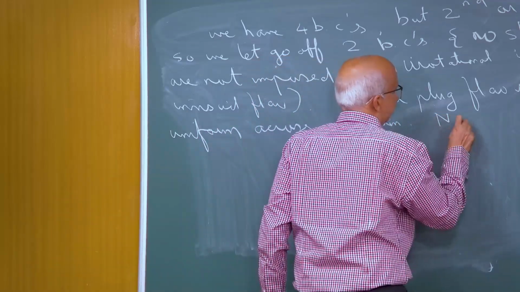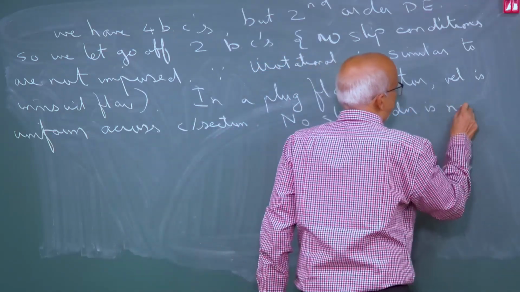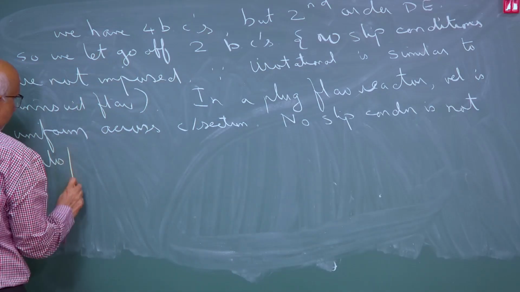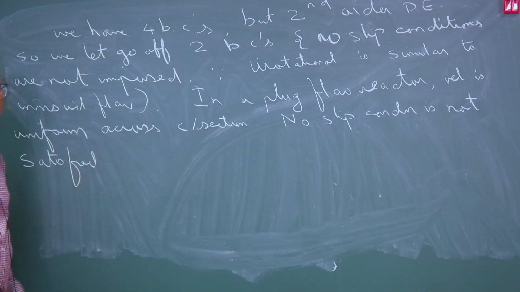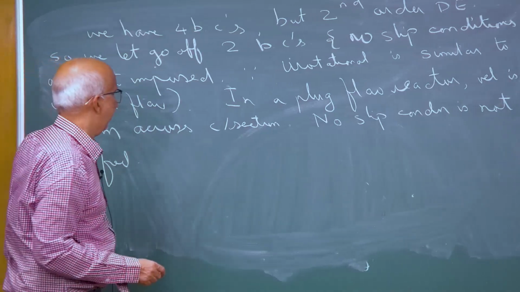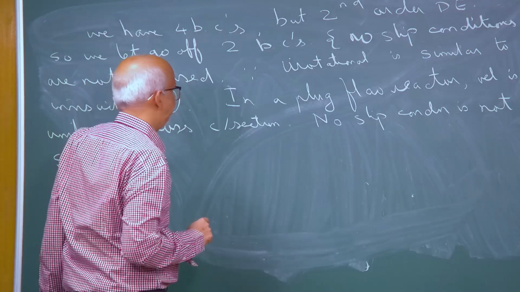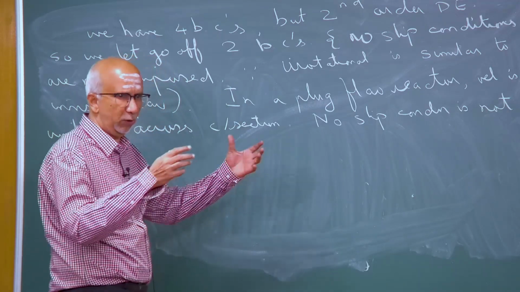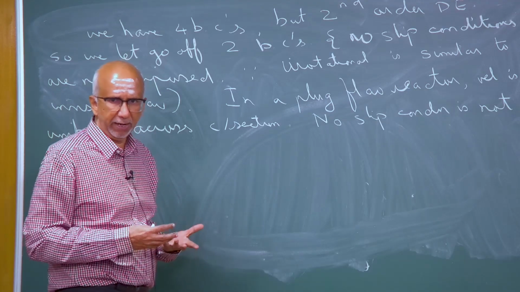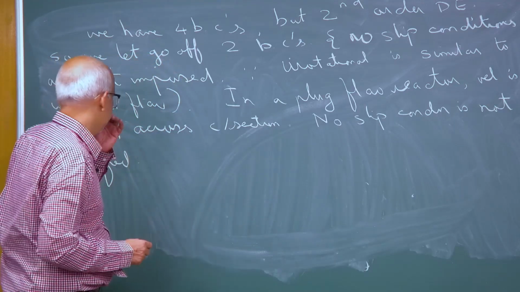So, the no slip condition is not satisfied, because if you satisfy the no slip condition, velocity has to be 0 and then you get some parabolic profile. Okay. And that is not an irrotational flow. So, anyway, I want you to sit down and think about these different aspects, the mathematical perspective, the physical perspective, and try to understand why we are letting go of the no slip condition. Okay.